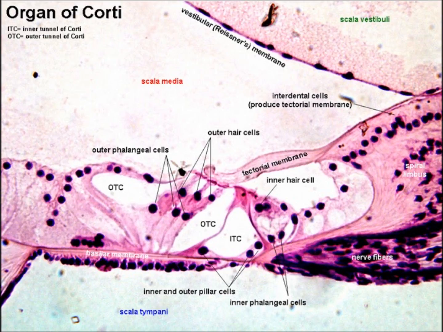To give you a sense of scale, here is an image of an actual organ of Corti. Notice that in order to get a clear look at the organ of Corti, it is necessary to magnify to a point that individual cells are visible.